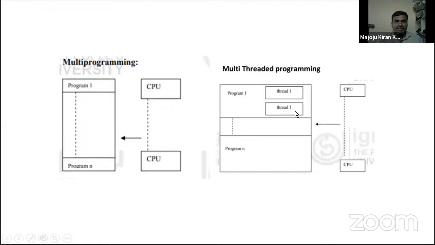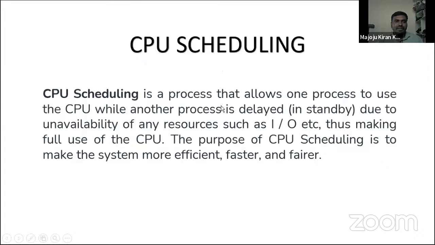Just assume these are the two threads. These two threads have to be executed simultaneously. So the CPU switches between these two threads so that we can feel these two threads are executing simultaneously. This is called multi-threaded programming. So now let us see what is CPU scheduling.